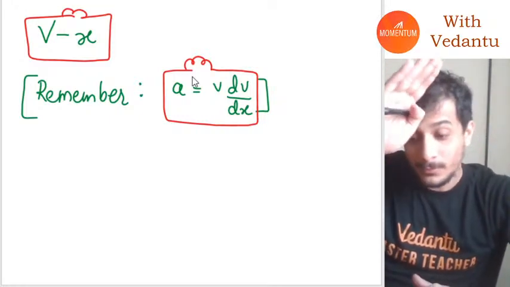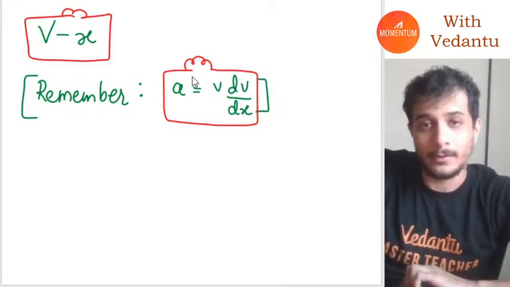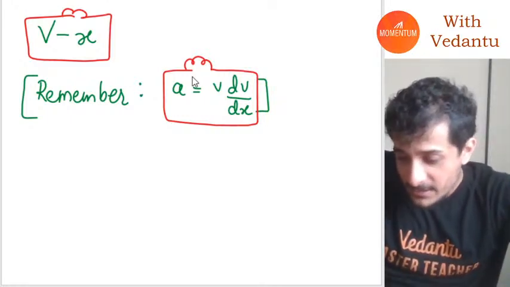But if you are an advanced student, you need to know all of this. Okay, all right. So A will be equal to V dV by dx.